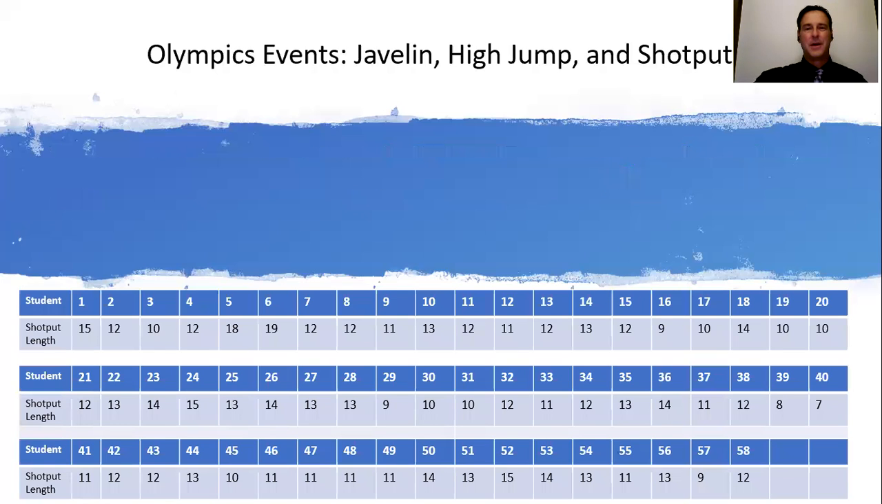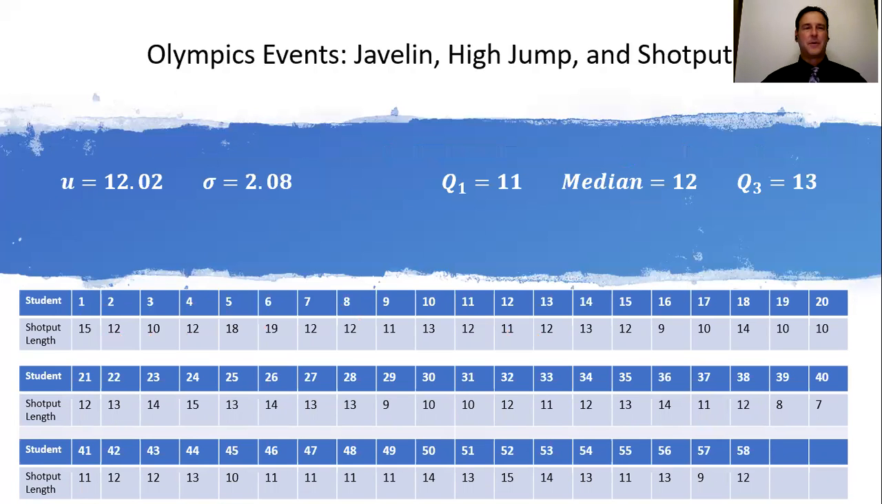And we ended up with some work that looked like this, and again, those are the numbers that represented all 58 people. Students are listed by number just in the darker cells, and the shot put length in feet were in the lighter cells. And when we did one-variable stats with all of our data and put all those light colored cell numbers in L1, we got this information. We got an average of 12.02 and a standard deviation of 2.08.